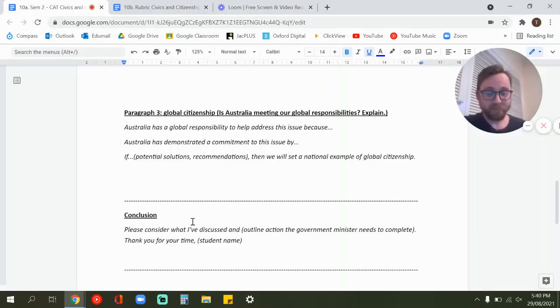And then conclusion. Similar length to the introduction. Please consider what I've discussed, and this is important, outline action. So what are you asking the government minister to do?